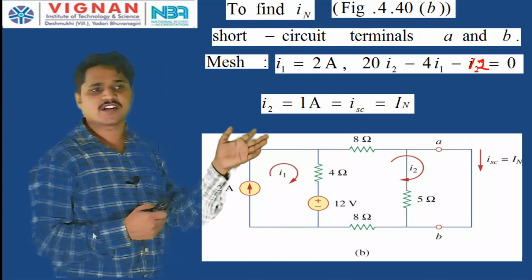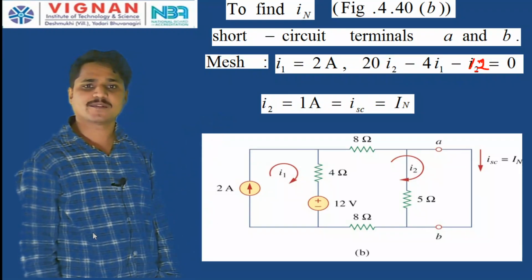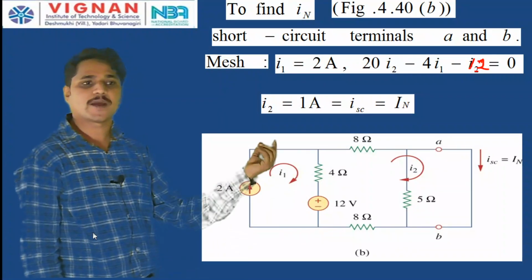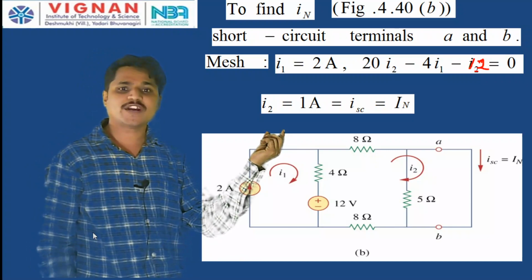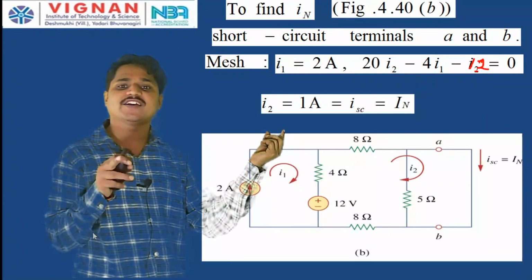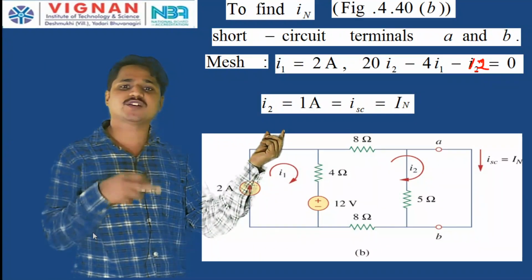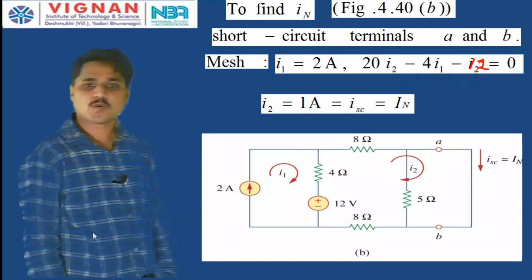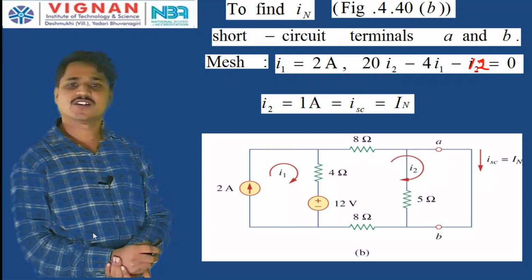Now, minus 20 is sent to the RHS, therefore you will get 20 I2 is equal to 20, therefore I2 is equal to 20 by 20, which is 1 ampere. What is this I2? This I2 here is ISC, the short circuit current. This short circuit current is nothing but our Norton current IN. So, therefore, our Norton current is 1 ampere.